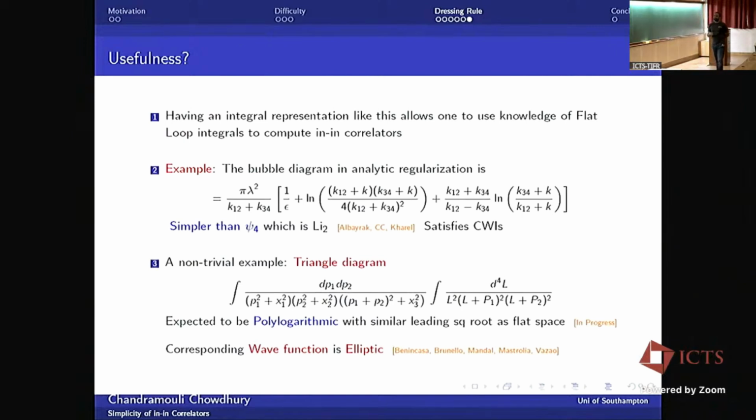But a slightly more non-trivial example is the triangle, where you have this integral representation for the NN correlator, and we expect this to be polylogs, with similar leading square roots as that of flat space. And for this particular case, the corresponding wave function was actually argued to be elliptic by the following set of authors, but we still don't have an explicit expression for this.